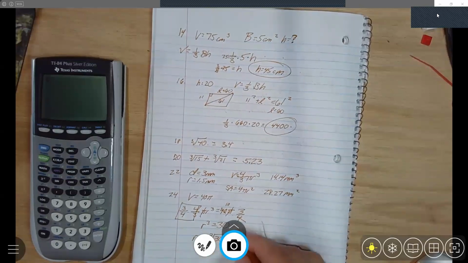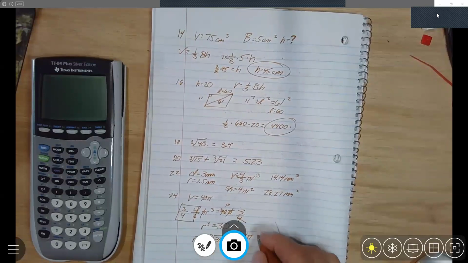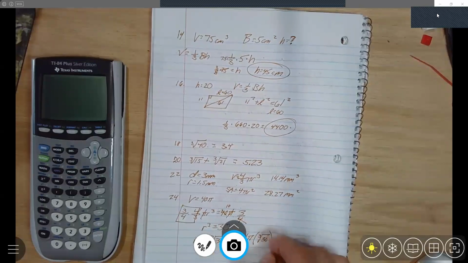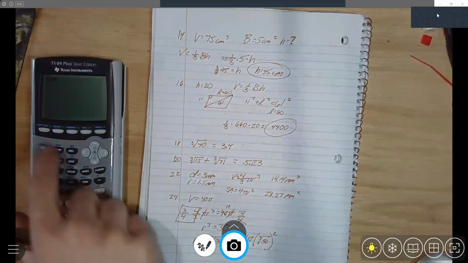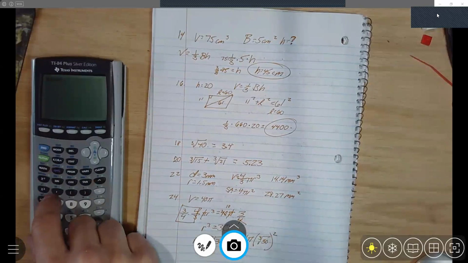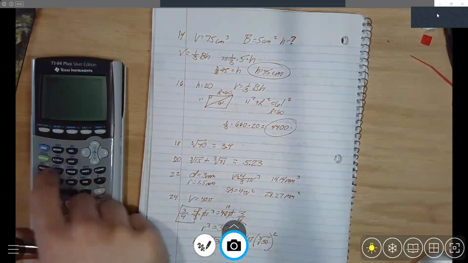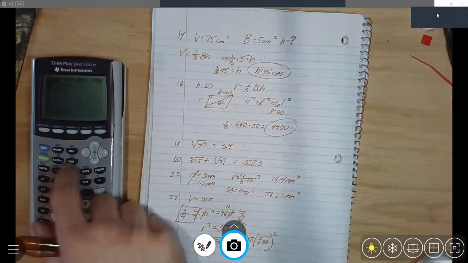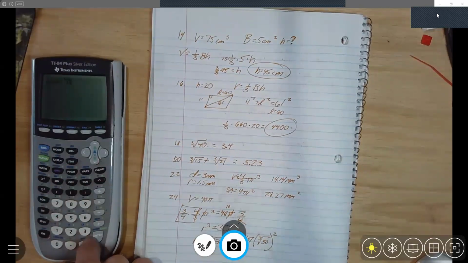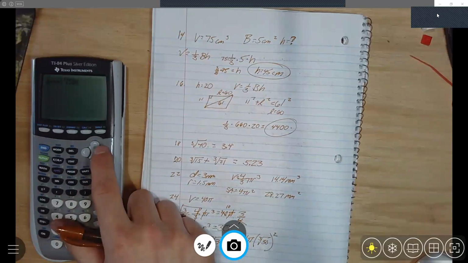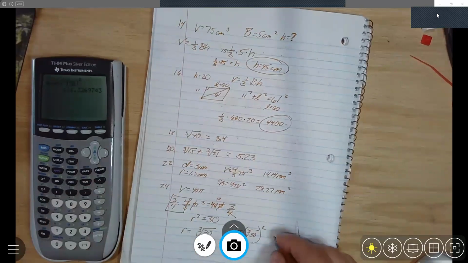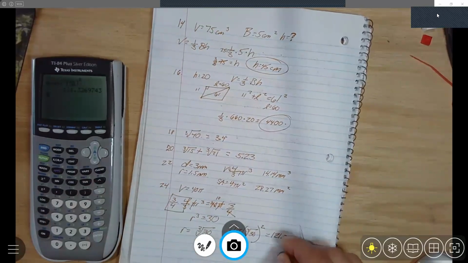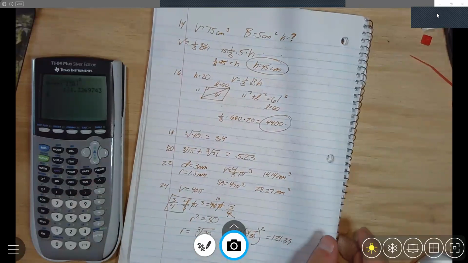Now we want the surface area. So 4 pi times the cube root of 30 squared. So 4 times pi times, parenthesis, cube root of 30, end parenthesis, squared. 121.33 is your surface area.